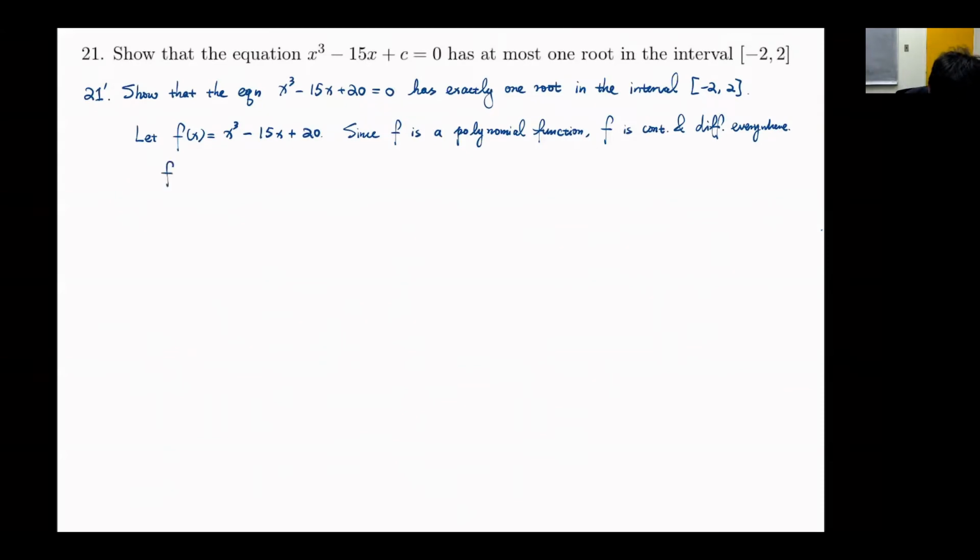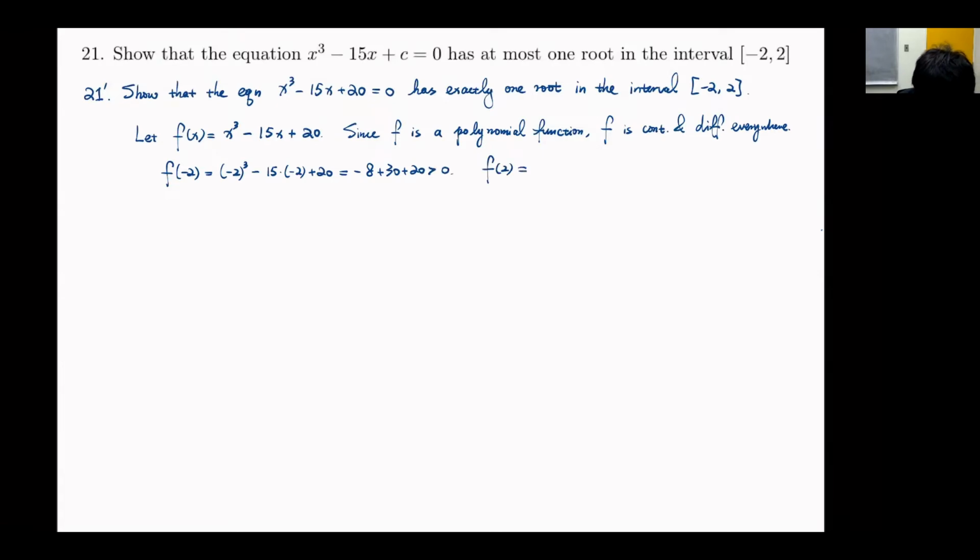Okay, so now let's actually test the values. When x equals minus 2, we have minus 2 to the cube, minus 15 times minus 2, and plus 20. What I will get is minus 8 plus 30, and then plus 20, and the answer will be 50 minus 8, which is 42, and that's greater than 0. Actually, I don't really care what this number is. I can simply say this is greater than 0.